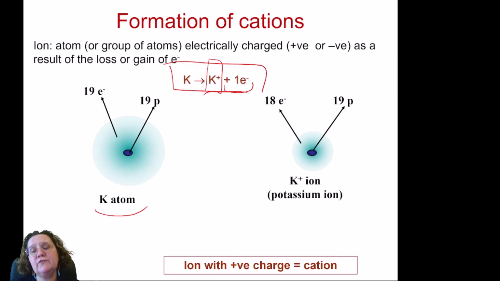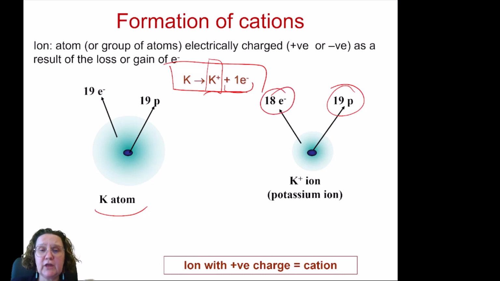And if you look at what I've drawn on the right, you will see that it still has the 19 protons because nothing has changed for the nucleus. That's the element potassium. The element potassium has 19 protons. If it had any other number of protons, it would not be potassium. But what has changed is the number of electrons. It used to have 19 when it was in neutral form. Now that it has lost an electron, it only has 18.